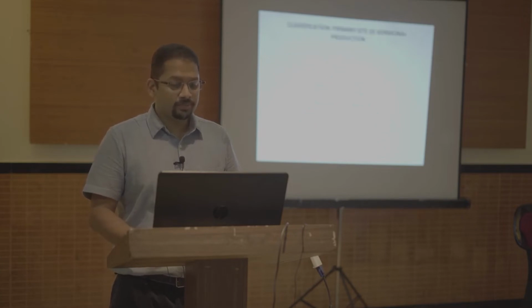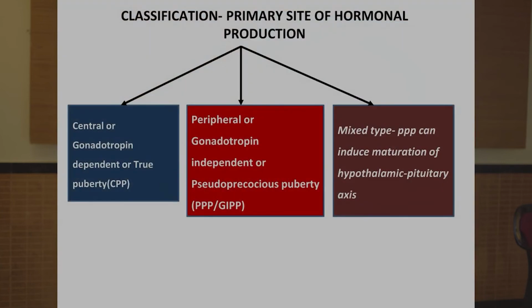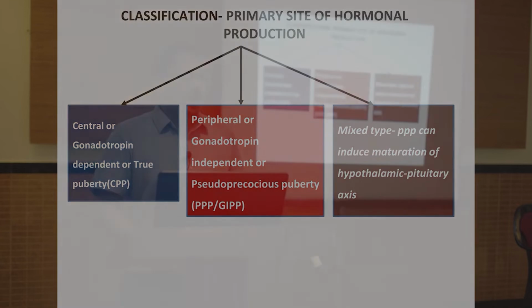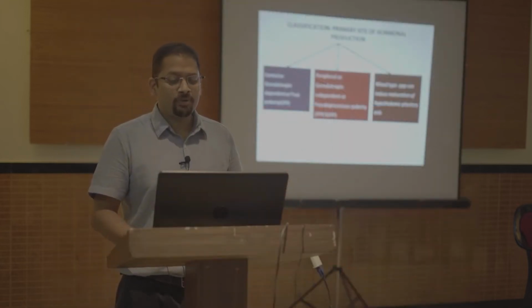So, classification based on the primary site of hormonal production. It is central, that is gonadotropin dependent or true precocious puberty. Another is peripheral or gonadotropin independent precocious puberty, that is pseudo precocious puberty. Third is the mixed type. Precocious puberty can induce maturation of the hypothalamic axis, as we see in patients of CAH or McCune-Albright syndrome, when the patient is treated with peripheral management, and after withdrawal of such management there is activation of the HPG axis. That is the mixed type.